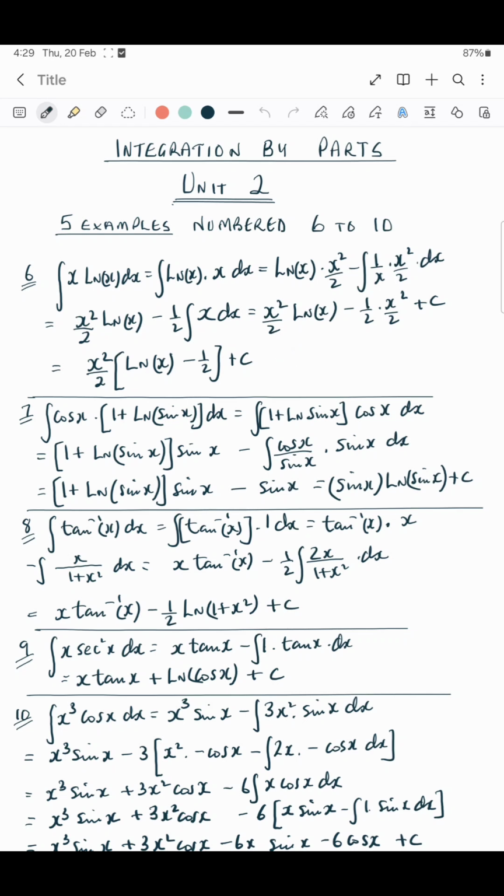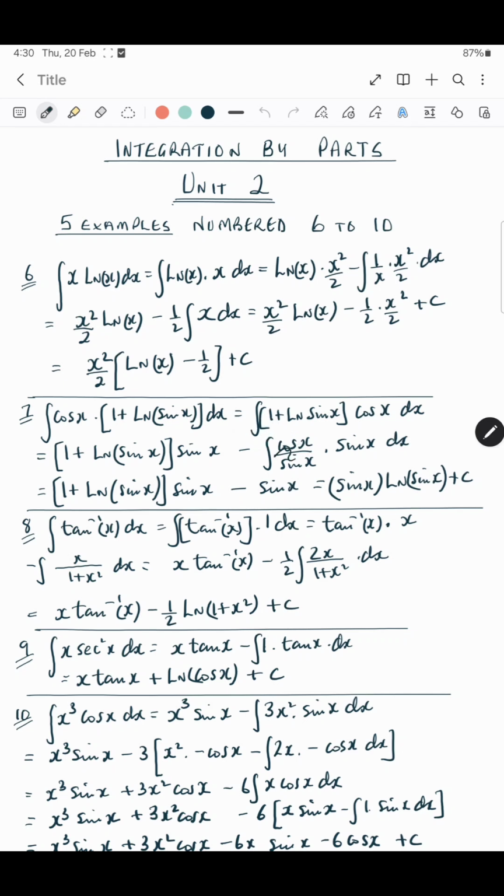The second one, or rather number 7, will be the integral of cos x multiplied by 1 plus log n sine x dx. Again here, as in the first example, I've reversed the order of integration. So we'll have the 1 plus log n of sine x first and the cosine of x second. So applying the rule, write down the first, which is 1 plus log sine of x, and then integrate the cos x, which is sine x.